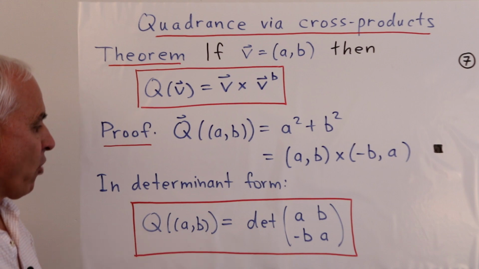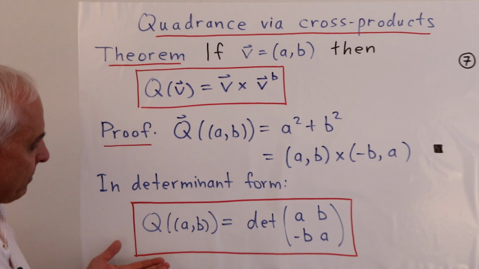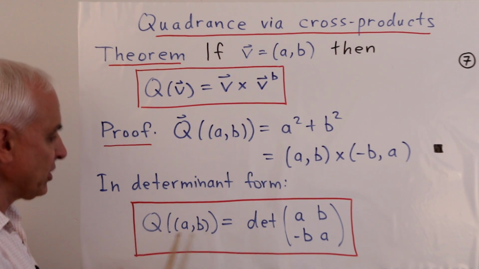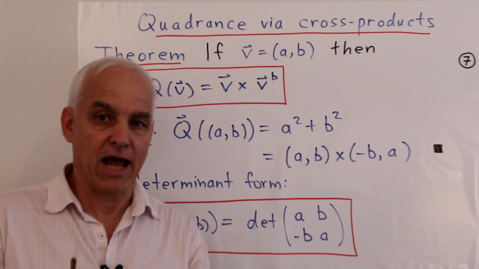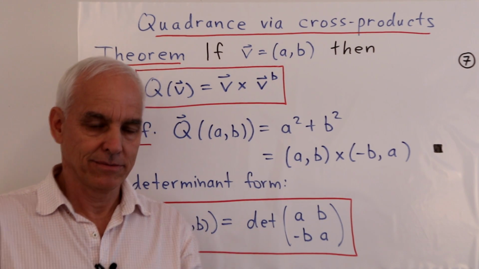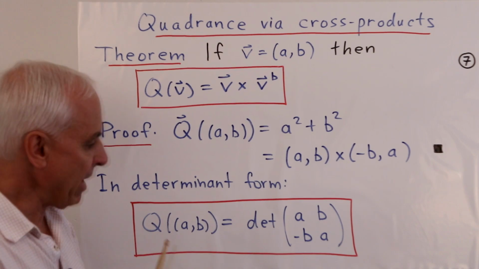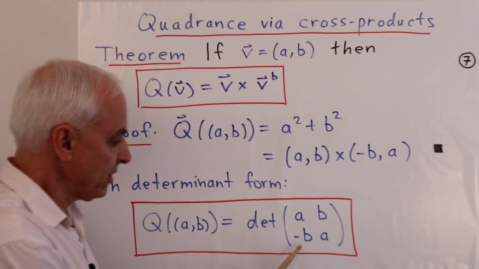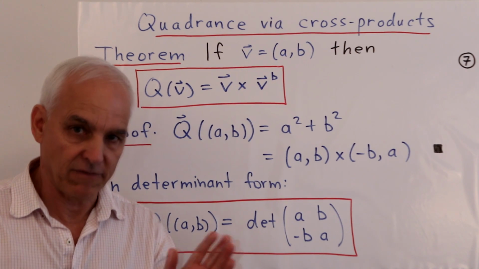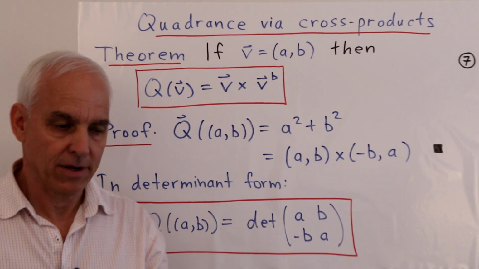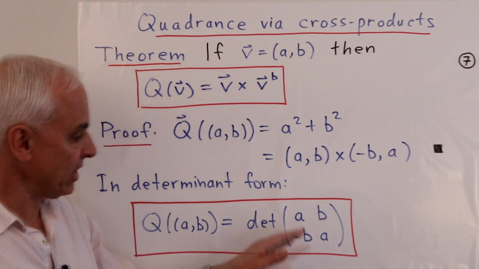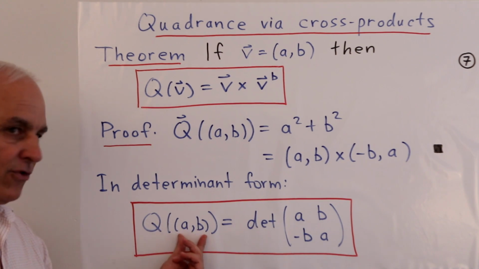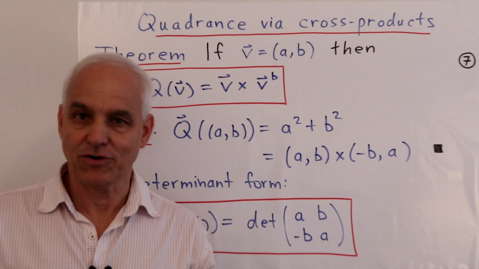So in determinant form, what we're doing is noting that the quadrance of a vector can be written as a determinant. It's the determinant of the matrix that you get by writing down the vector together with its perpendicular rotated vector. That little 2 by 2 matrix, its determinant is just the quadrance of the vector V that we're starting with.